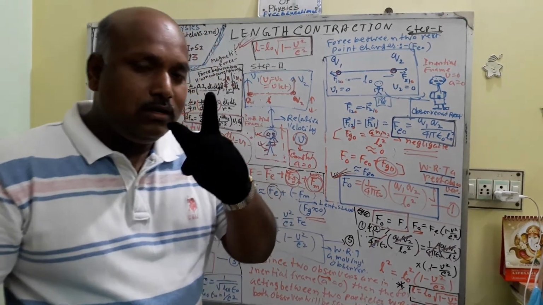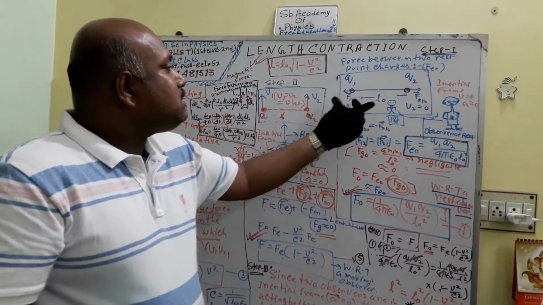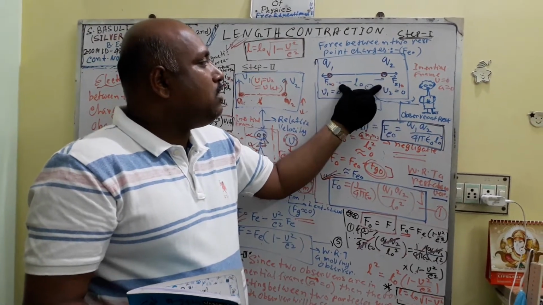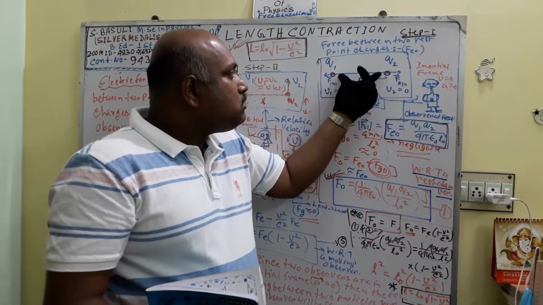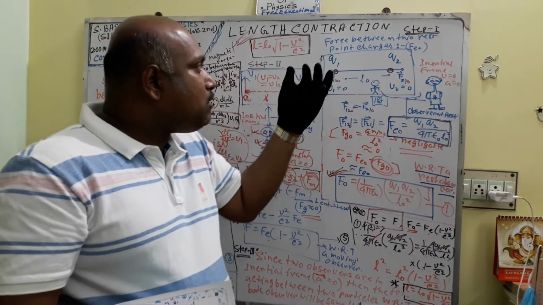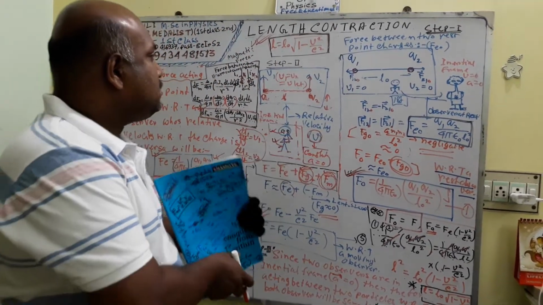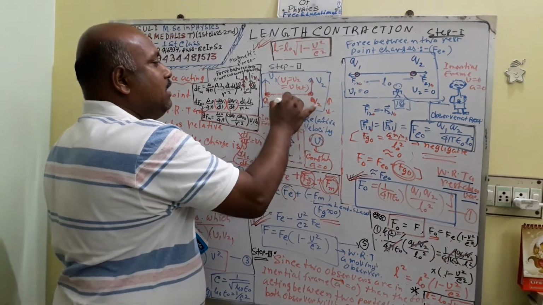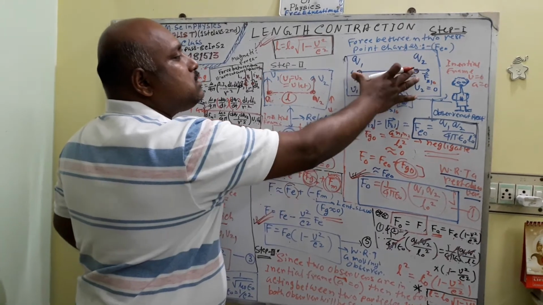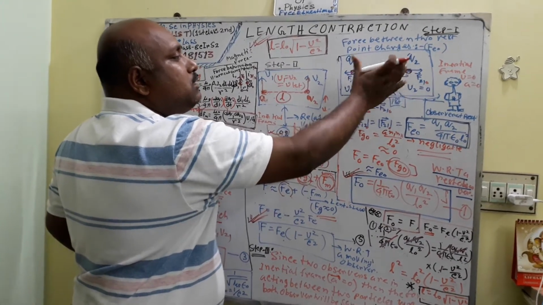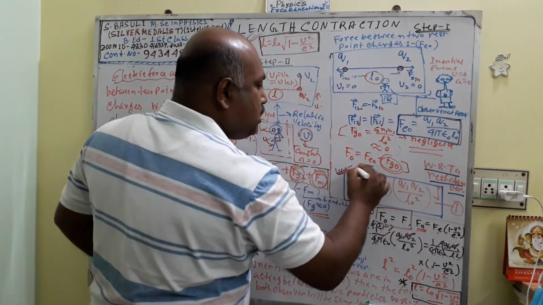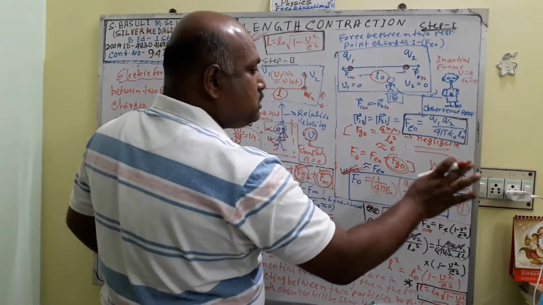But here look at the picture. Here the distance between two point charges with respect to the rest observer is L naught. But the distance between these two point charges with respect to another observer who is in motion is L. So L and L naught are not the same. When two point charges are at rest, the force acting between them is only the electrostatic force. The gravitational force is negligible.